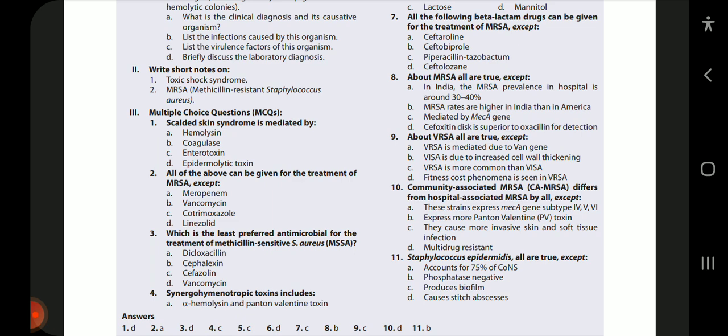Now, Staphylococcus epidermidis, all are true except, accounts for 75% of CoNS, it's correct. Phosphatase negative is wrong. It's phosphatase positive. Produces a biofilm and causes stitch abscesses.